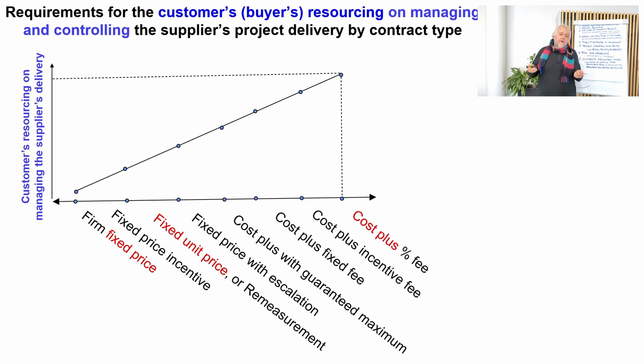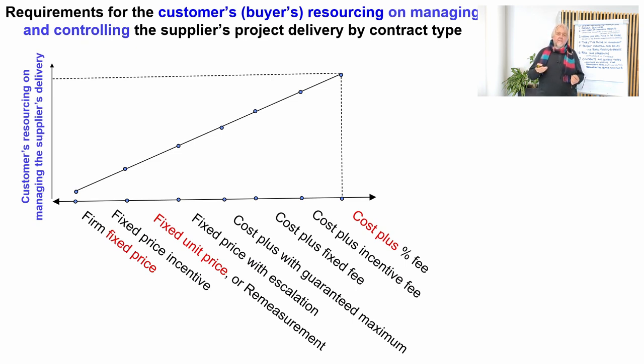Different contract types require different management efforts from the buyer. So at the vertical axis, there is the customer's resourcing on managing the supplier's delivery. And in the horizontal axis, there is the same continuum of contract types as we saw before in previous pictures. And we can see that in the cost plus type of contract, the customer must put most resources in managing the work. So the customer carries the risk and also has the resources there, 70 euros per hour, but then the customer must also know what to do with these resources.